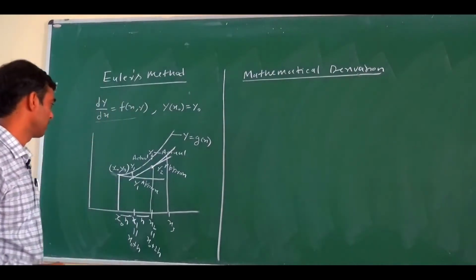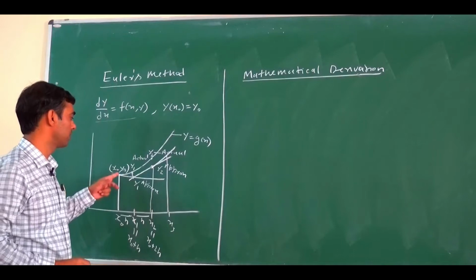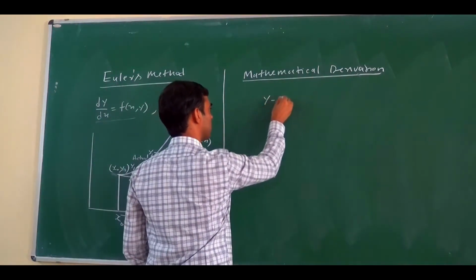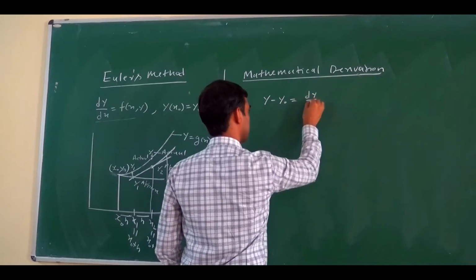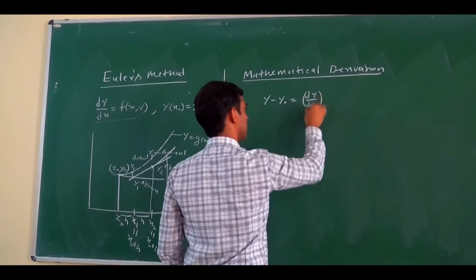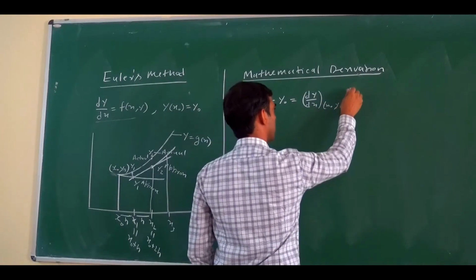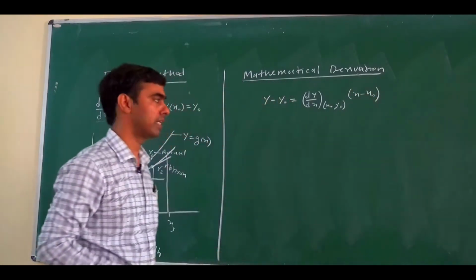So now we find the equation of a tangent at this point. So the equation of a tangent becomes y minus y0 equal dy by dx at (x0, y0) times (x minus x0). This one is the equation of a tangent.